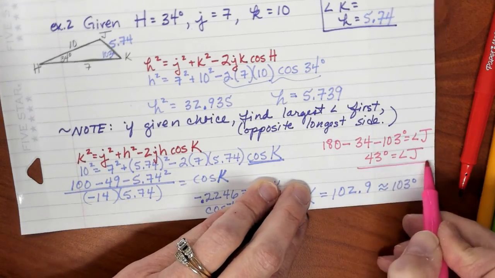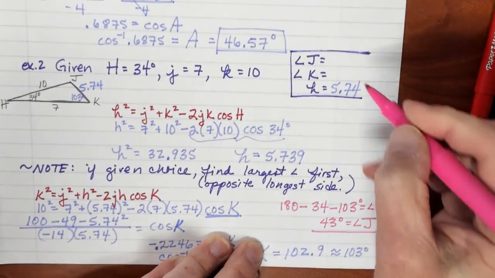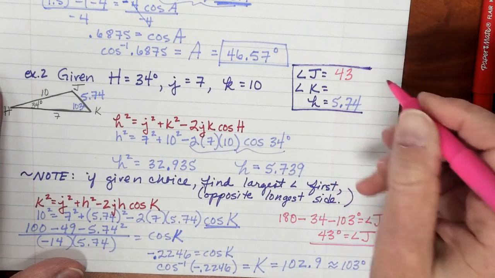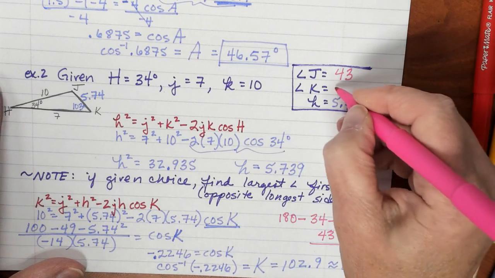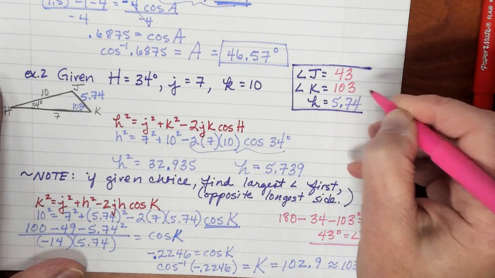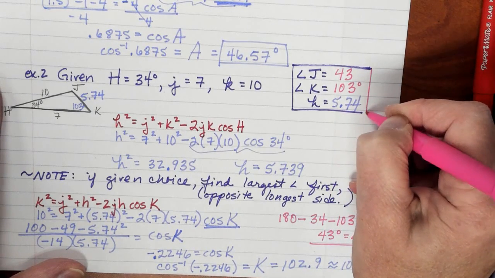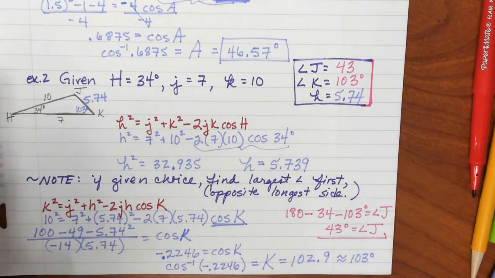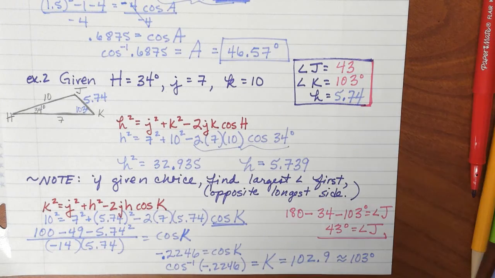Okay, so I have angle J. Let's go back up here. We did have this already set up: 43, and K we found to be 103. There we go. That probably bothers some of you that I've got all those colors in there. Sorry about that. We're going to come back in the next video and we'll do another example.